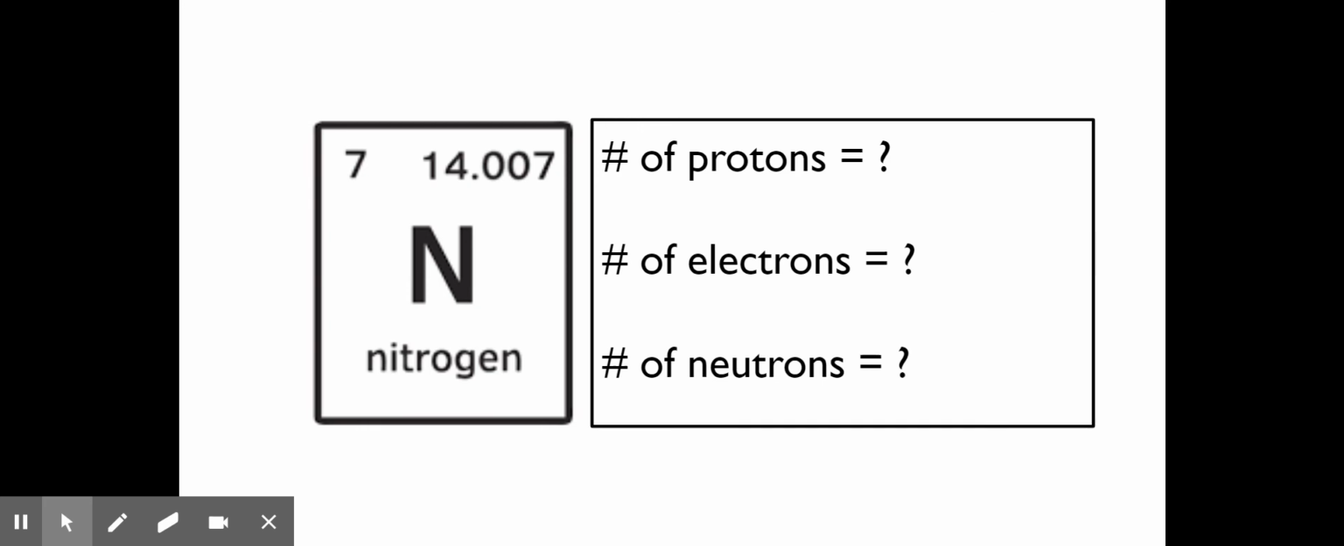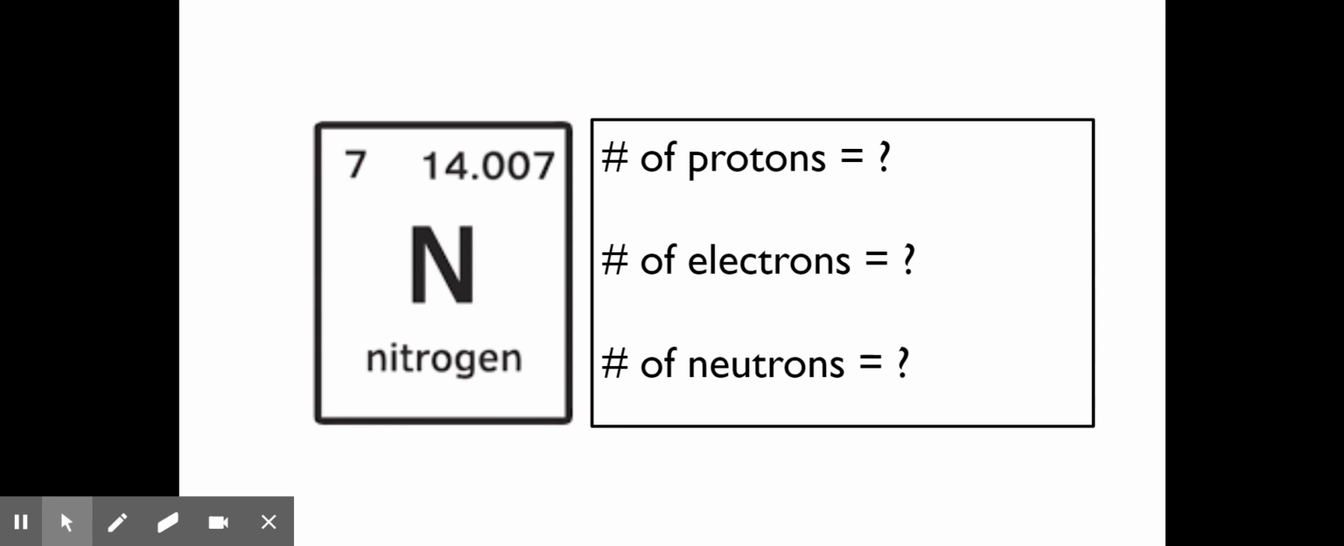Make sure to take notes. The atomic number means the number of protons. It determines the element. Write down the mass number, which is equal to the number of protons plus the number of neutrons, added up. And the number of electrons is equal to the number of protons. Those are the 3 parts you need to know.